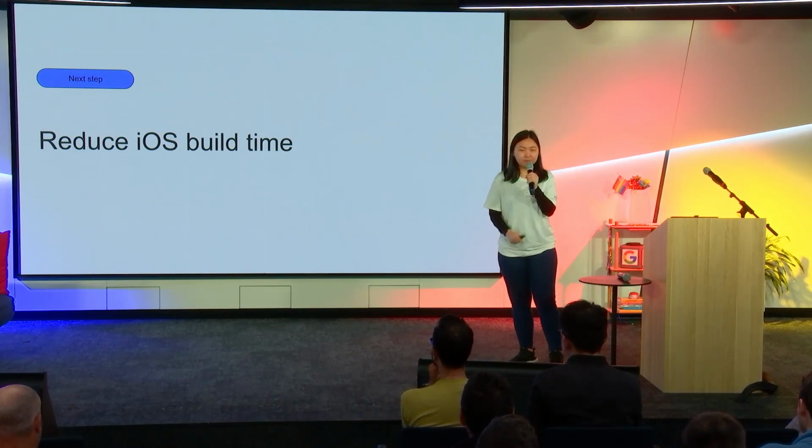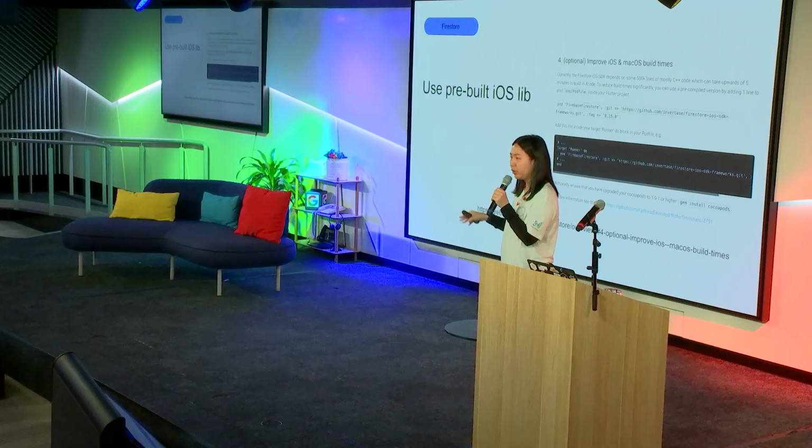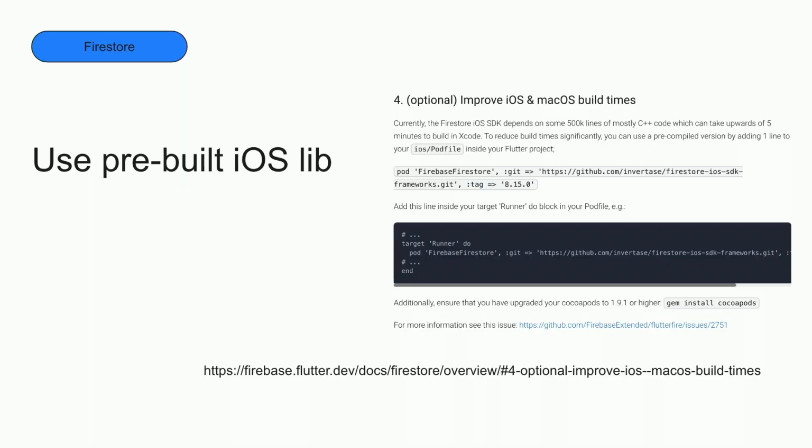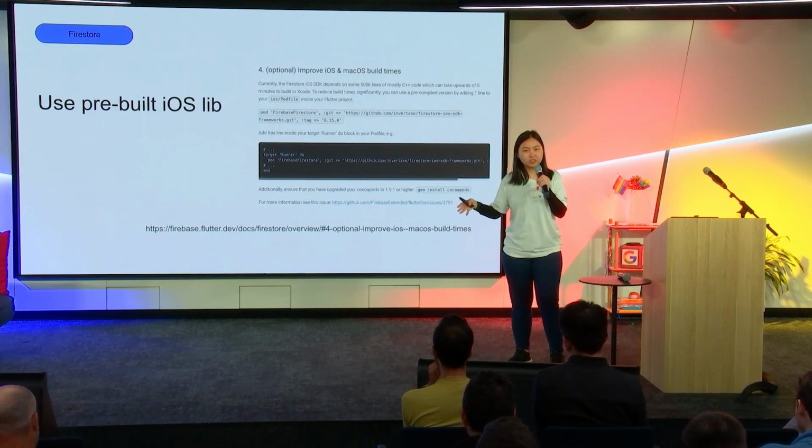Okay, the next step is to reduce the iOS build time further. This one is from the official website guide from Firebase Firestore, and we can use the same theory to build other libraries as well. This is to use the pre-built library in the iOS app build. To do that, you can just go to your Podfile and then link your pod to the pre-built library if you know what library it is. If you can find the correct version, put the correct version in.